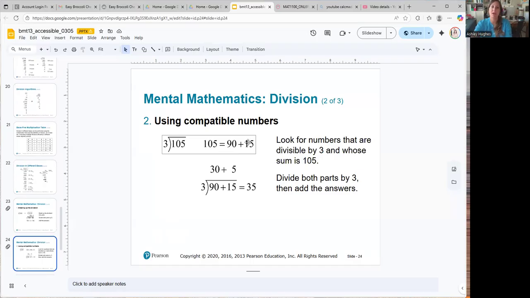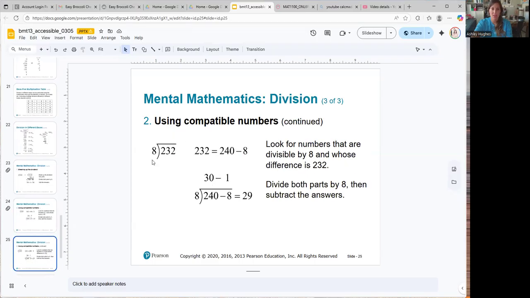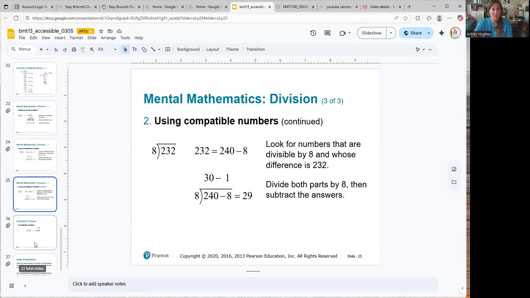This is just thinking about things that are divisible by that. So 105, you're like, oh, I know 105 is 90 and 15, and 90 and 15 are both divisible by 3. 3 goes into 90 30 times, and 3 goes into 15 5 times. And so it's rewriting the number into multiples of the number that you're dividing by. And that's another example of compatible numbers.